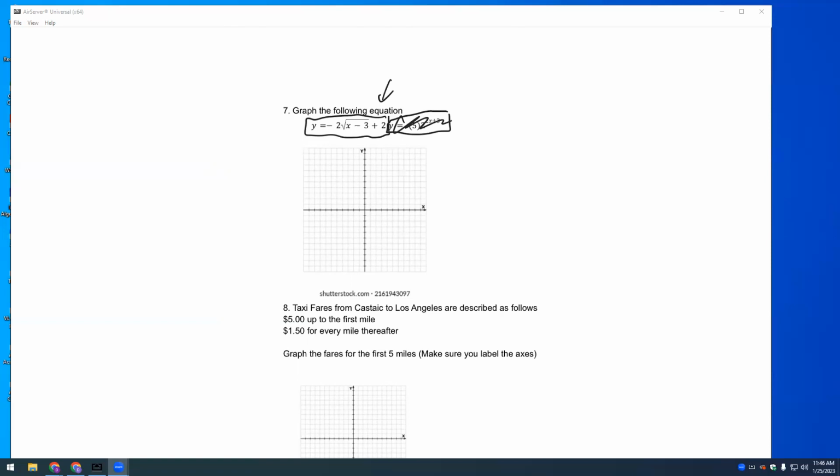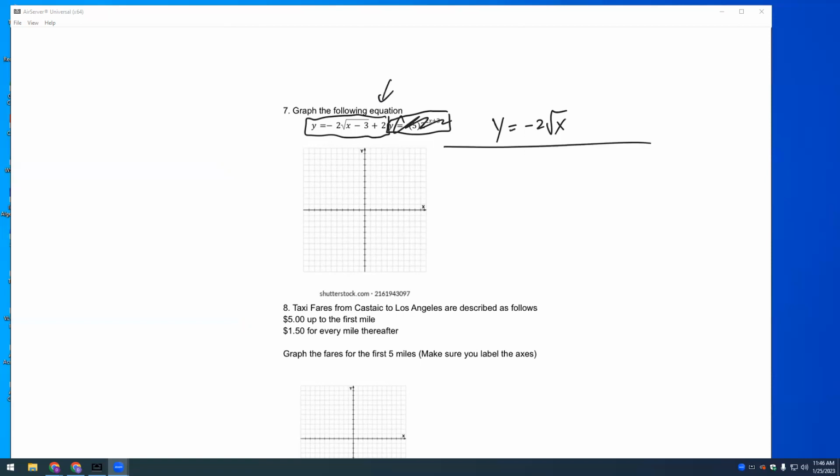If I were you, I would graph the parent first, which is y equals negative 2 radical x. Do that first and then do the shifts, because it makes it less complicated. It's less math this way.